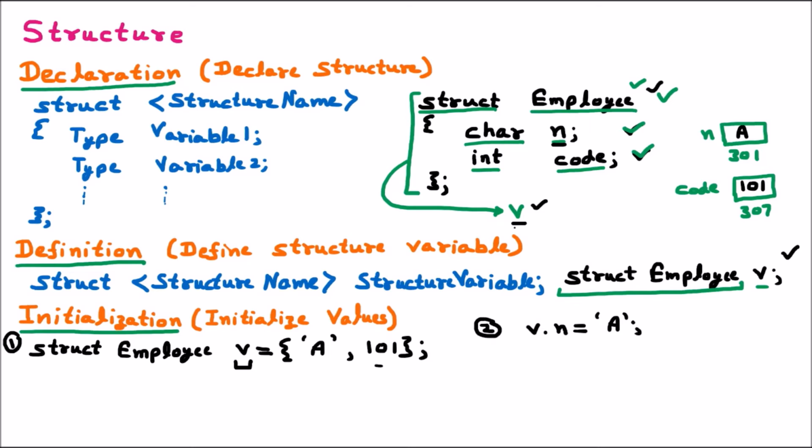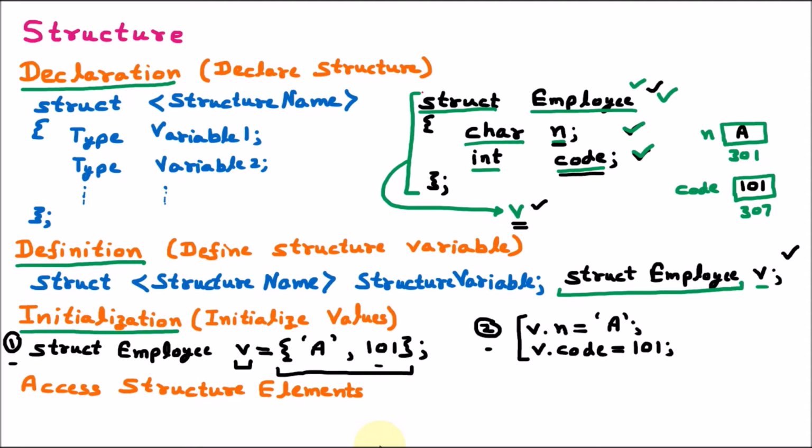Similarly, with the help of v, we can access the other members of the structure. So we say v dot, and now we provide the code. Here we provide the name code, and the value we provide, let's say, is 101. So the first option and the second option are both the same. Anyhow you can initialize: you can provide it in the curly brackets by saying a comma 101, or you can simply say v dot n value is a, v dot code value is 101. This is totally up to you how you want to use it. Both are exactly the same.